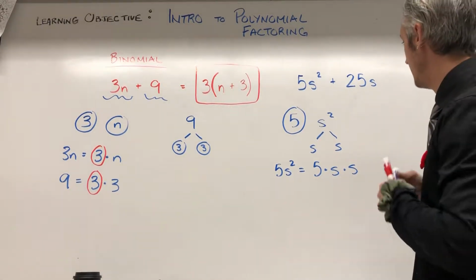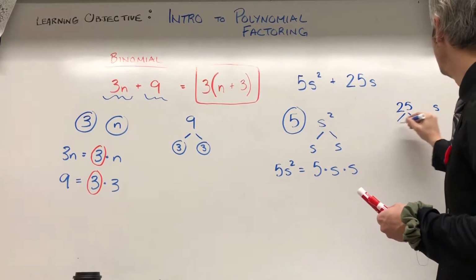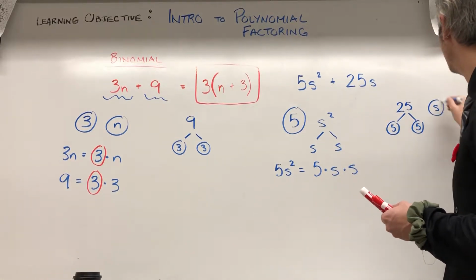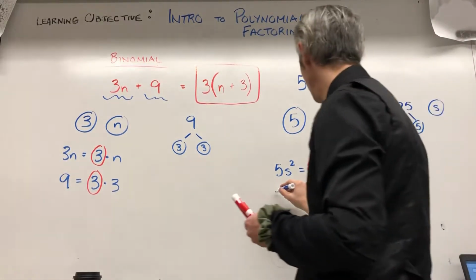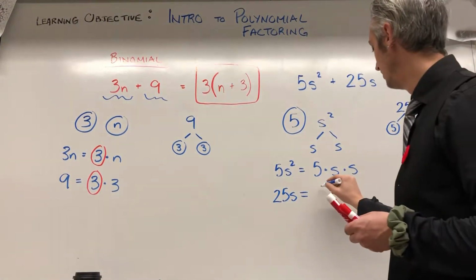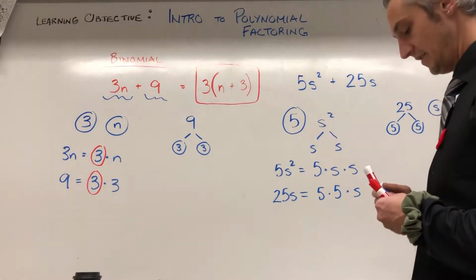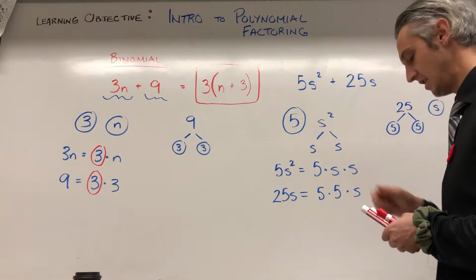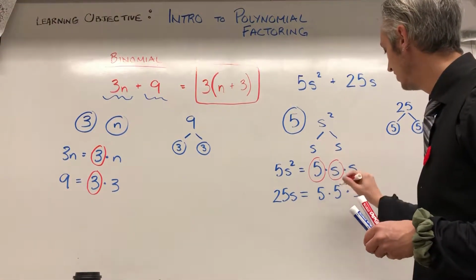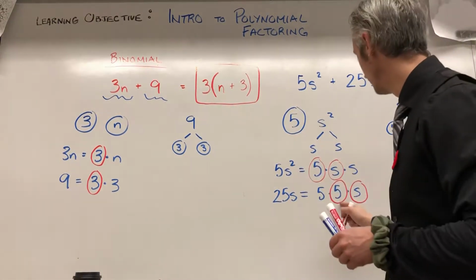Okay? And then the 25s, 25 and s. Well, the 25 factors to 5 and a 5, and the s is already factored. So 25s becomes 5 times 5 times s. And then I look at these two and I say, okay, what factors do they have in common? Well, they each have a 5 and they each have an s. So that means that I can pull out a 5s.